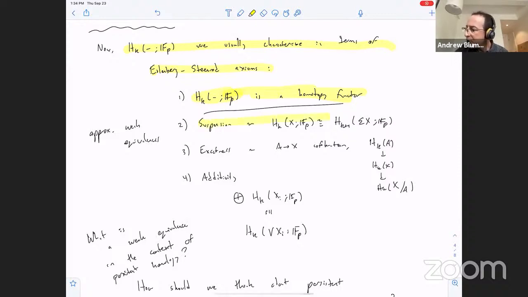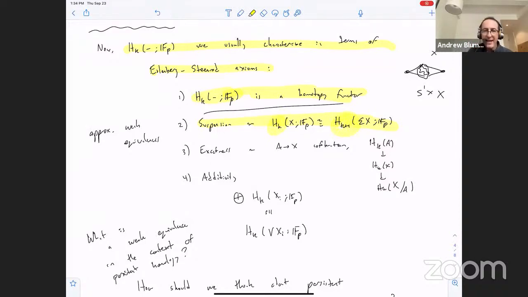Number two, there's an operation called suspension. If you take your space X, and let's say X looks like this, and you draw cones on it and glue them together in the middle, something like that, that construction ends up shifting. This is some proxy for crossing with a circle and keeping track of base point information. And this shifts the index of your homology group.